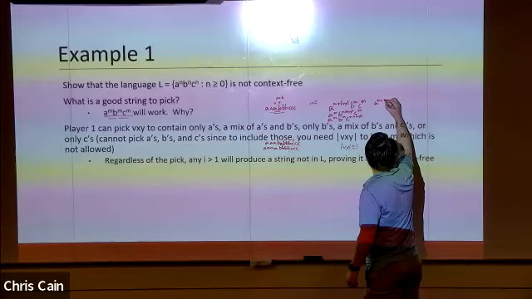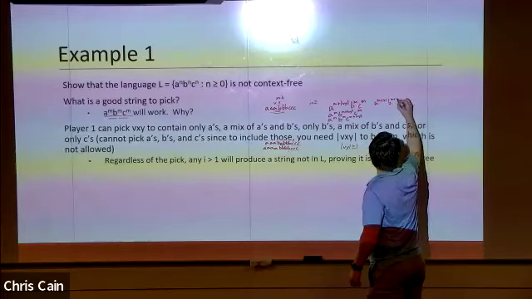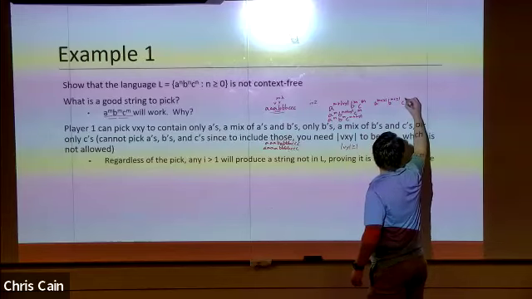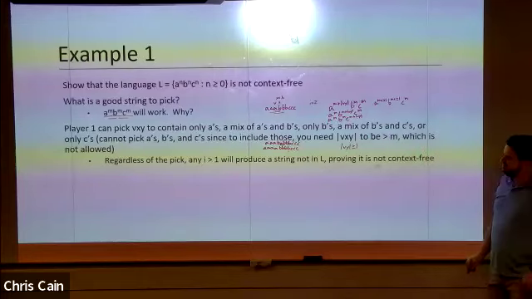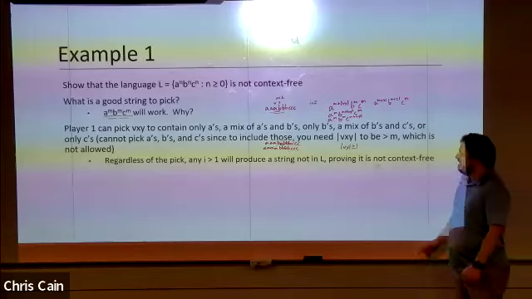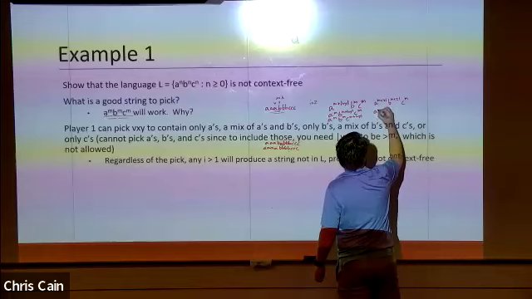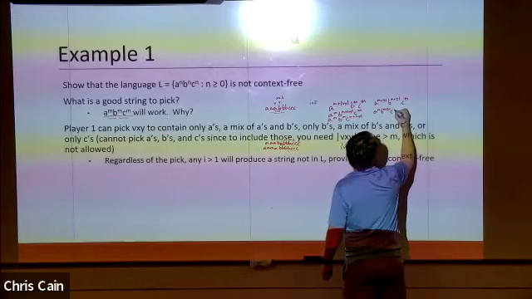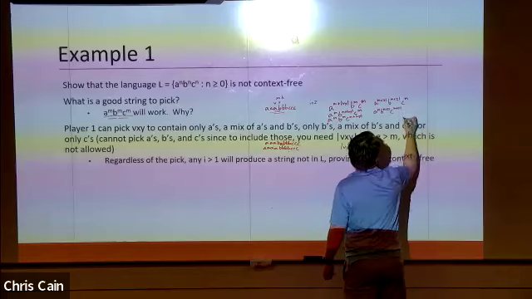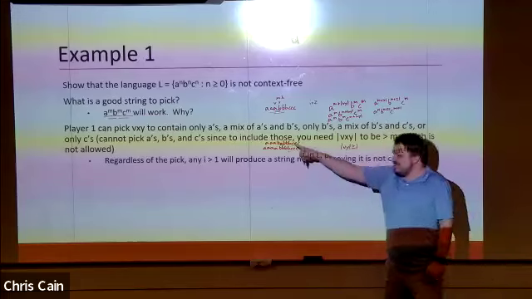How do I want to write that? Plus 1 or more. B to the M plus at least 1, C to the M, which breaks the rules of how this is going to need to work to be in our language. And if you pick B's and C's, you'll end up with something that looks like A to the M, B to the M plus at least 1 character, C to the M plus at least 1 character. So regardless of any of these forms, none of these forms are in that language.